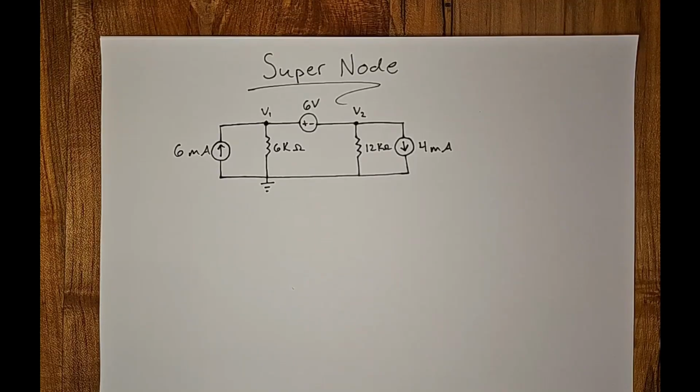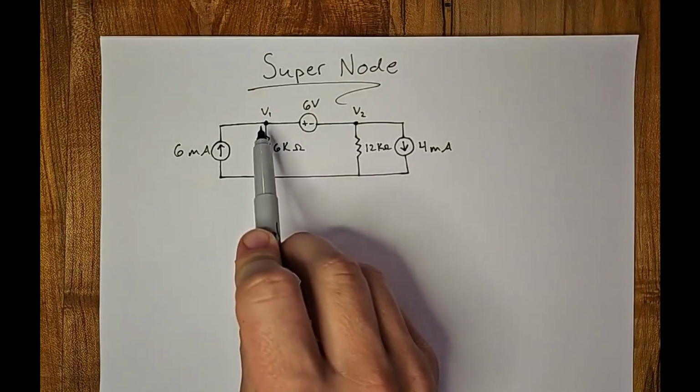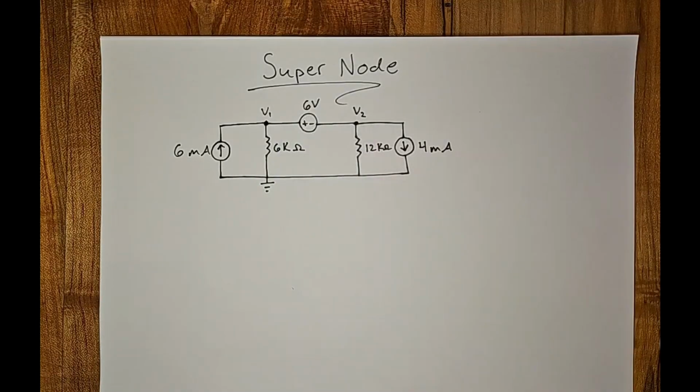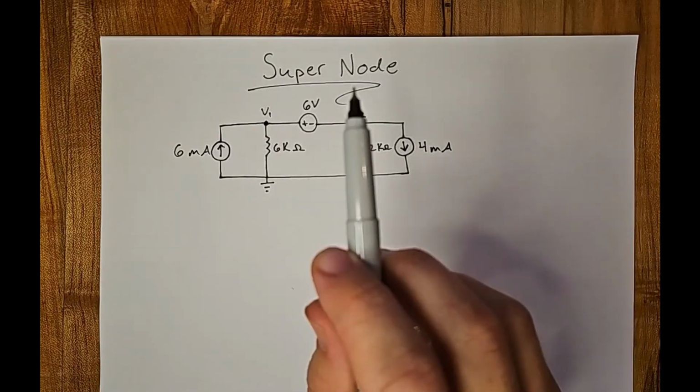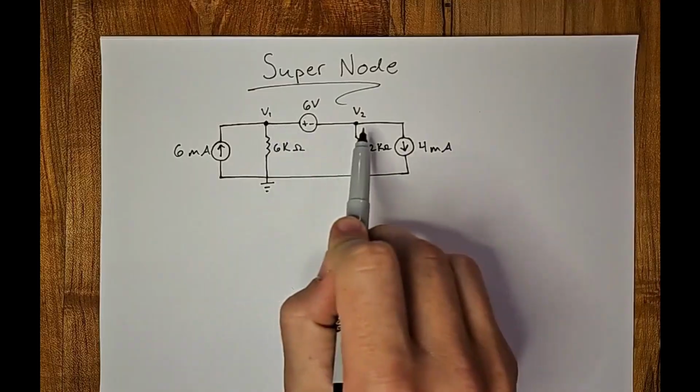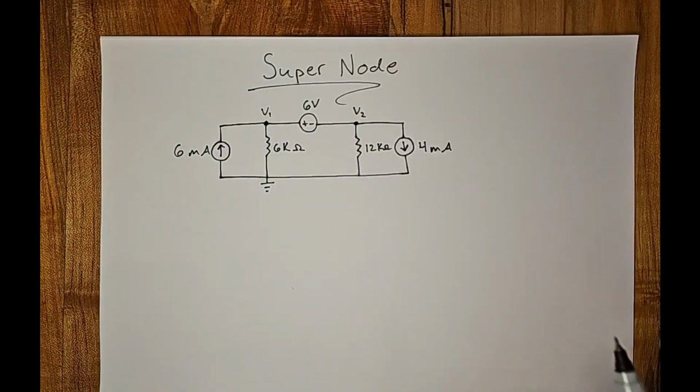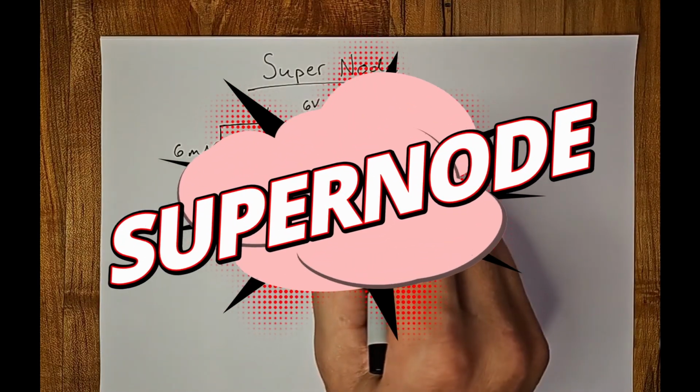So how do you solve a circuit when you have a voltage source in between two of your nodes? Can you use simple node voltage? And the answer is no. And it's because you don't actually know what kind of current is running through here. So this is why we need a supernode.